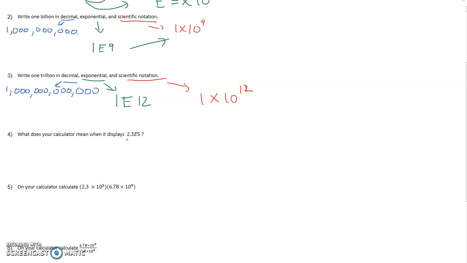What does your calculator mean where it says 2.3e5? Well, that is just exponential notation, right? So that's going to tell us this is the same thing as 2.3 times 10 to the 5th. Or if we wanted to take this number and turn it into the decimal notation, we would need to take this decimal. Since it's positive, we're going to move it to the right 1, 2, 3, 4, 5 places. We fill this in with zeros. So that is actually 230,000 in the decimal notation.